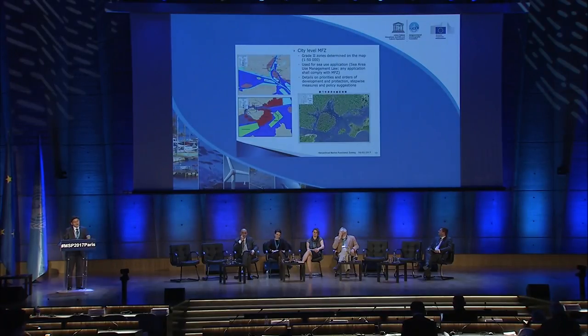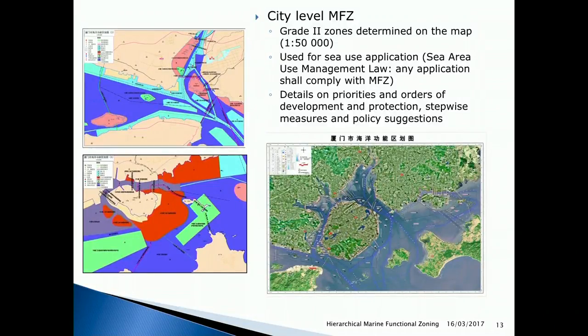And then it comes to the city level. This city-level marine function zoning plan can serve as the basis for sea use application and approval. Here the grade two sea use type is regulated or designated in every sea area, so more details of the policies and regulations regarding those sea areas will be determined.